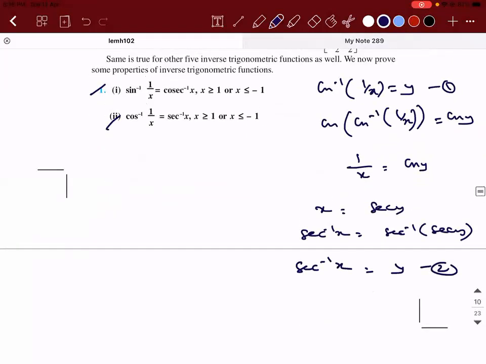Right. I'm not yet concentrated on the domain. If you look at the domain, sine inverse of 1 by x is equal to cosecant inverse x. So I need to take the value of x from whom? Sine inverse or cosecant inverse? Domain, where should I take it from? So you take the domain always from the one where the x is in the numerator.